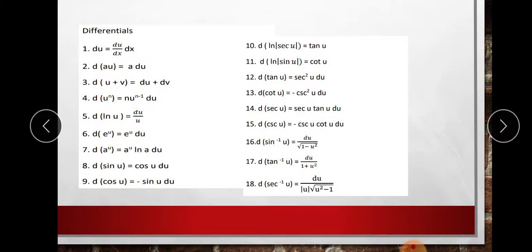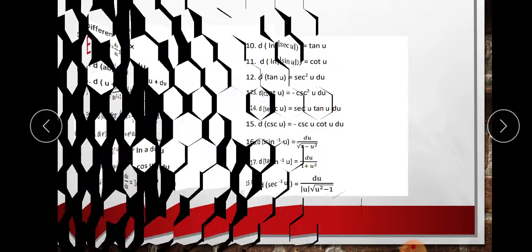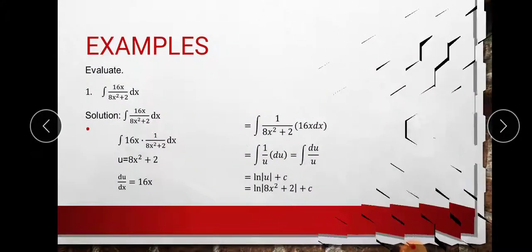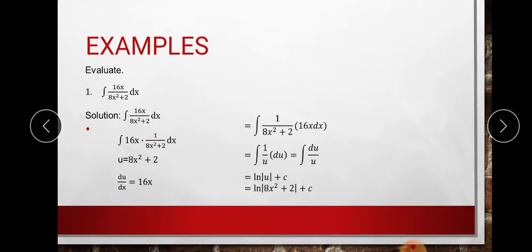So next, we know the integral formulae, so we have examples to evaluate. Number 1, the integral of 16x over 8x squared plus 2 dx.